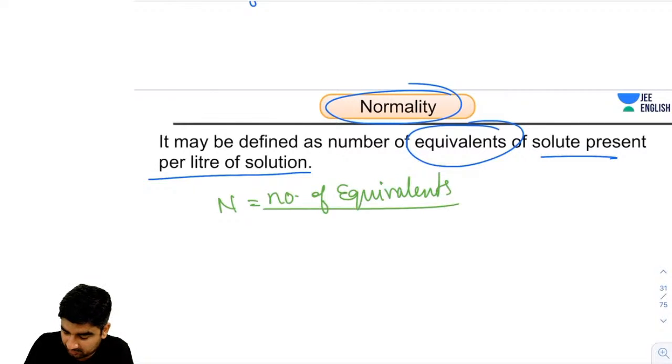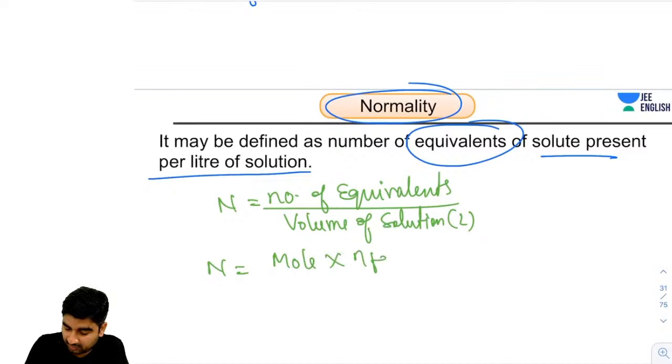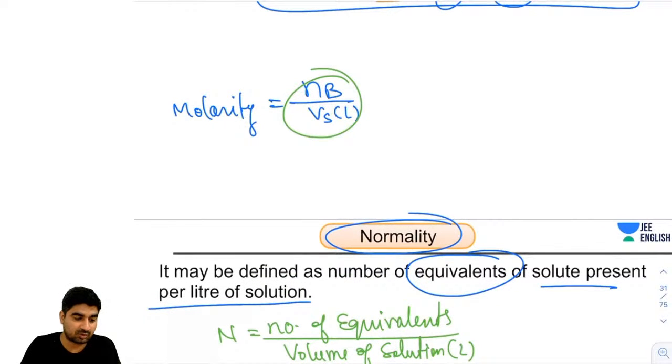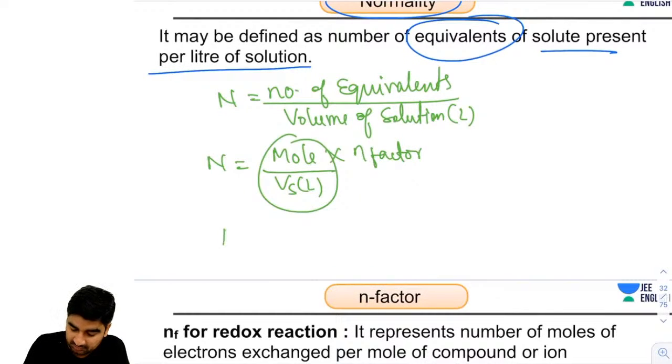So normality you can write as number of equivalents divided by volume of solution in liters. So what is number of equivalents? You know that it is mole into n factor, over volume of solution in liters. So guys, mole upon volume of solution will be molarity. So normality will be equal to molarity into n factor.